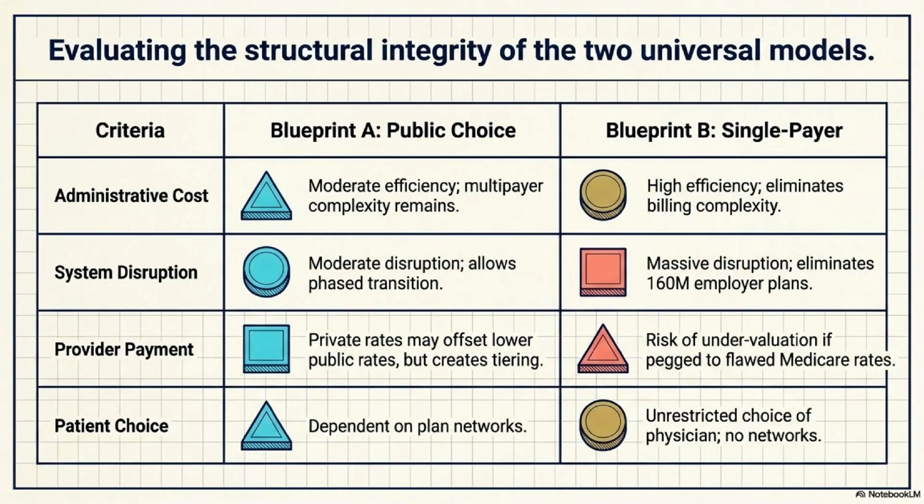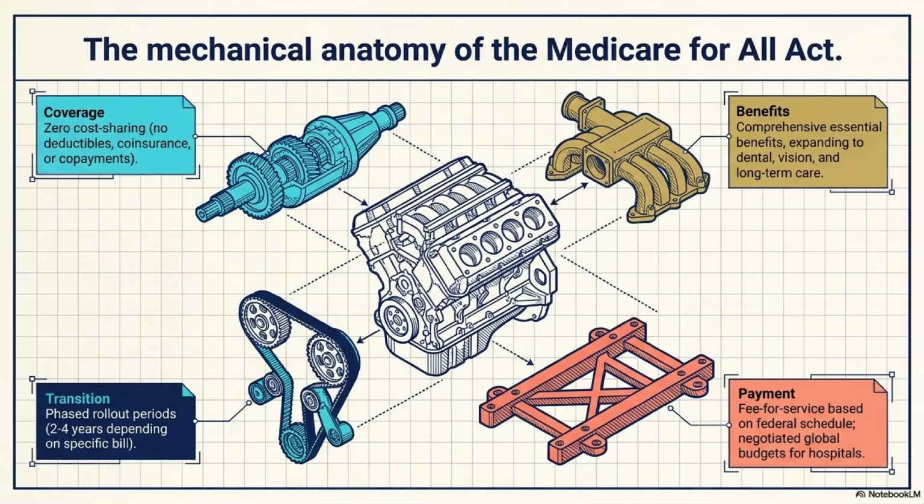How do these two blueprints stack up structurally? Across administrative cost, system disruption, provider payment, and patient choice, Blueprint A and Blueprint B each carry distinct trade-offs. The public option preserves more of the existing system, while the single-payer model offers greater simplification at the cost of more disruptive transition. One of the most detailed single-payer proposals is the Medicare for All Act.